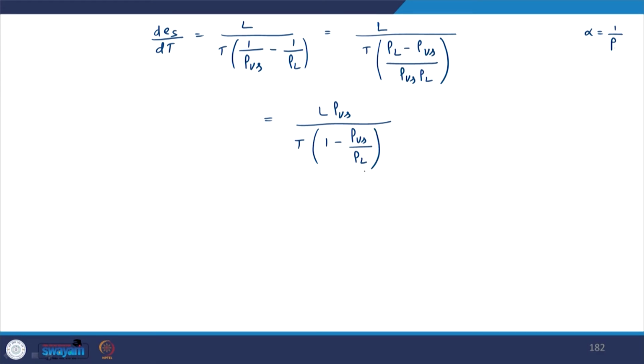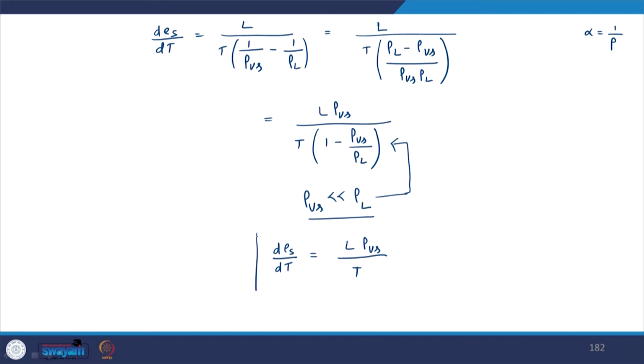Rho Vs is the density of saturated vapor, and rho L is the density of the liquid. So, for obvious reasons we can say that the density of water vapor at saturation will be very, very small in comparison to the density of the bulk liquid, right. So, we can use this in this equation, right, and we will say that dES by dt is simply equal to L times rho Vs by T.